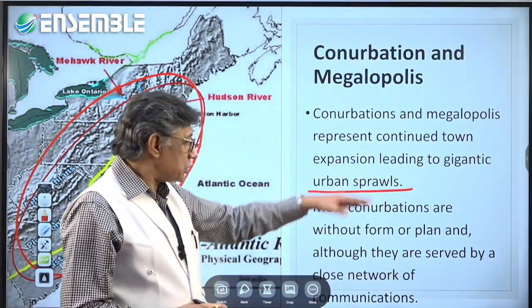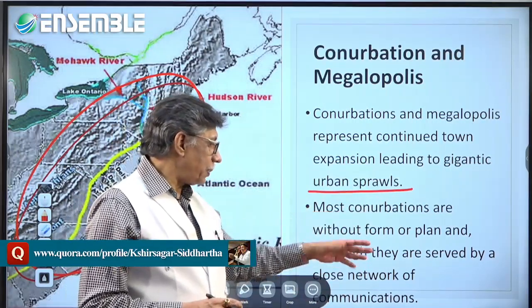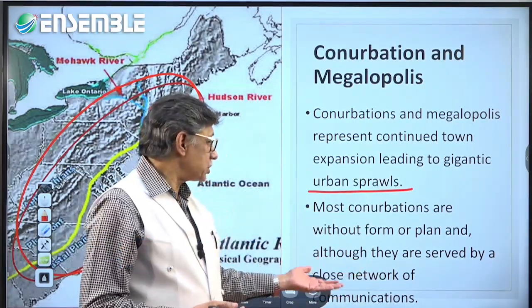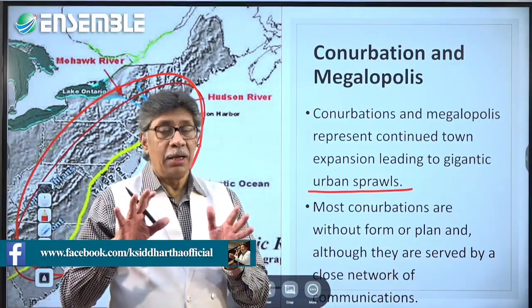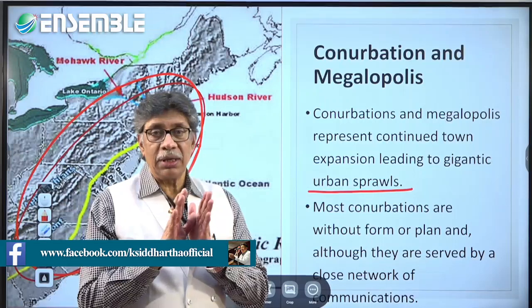So most conurbations are without any form or plan, but they are served by a close network of communications as well. That is, most of them are without any form.